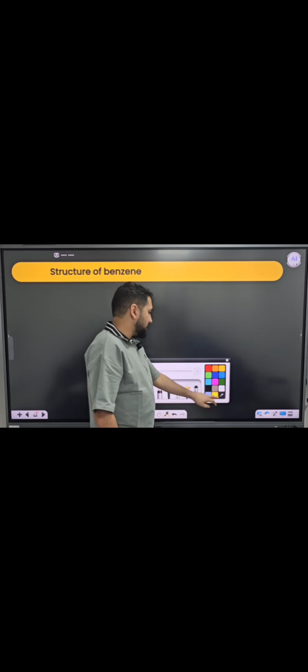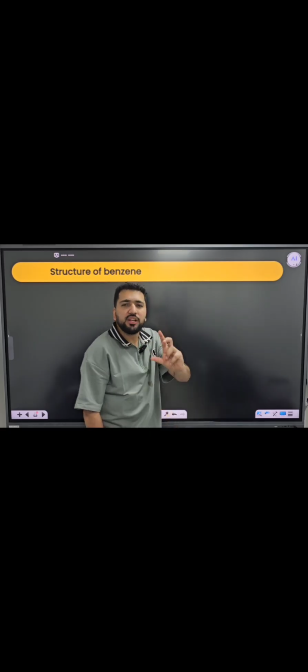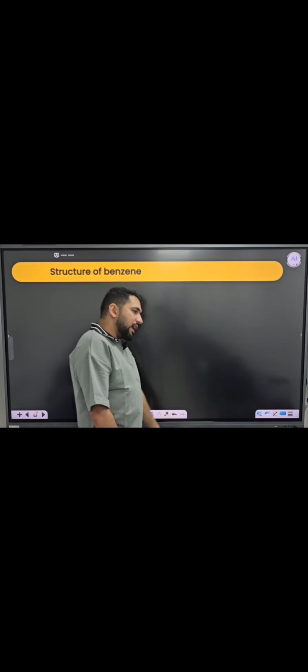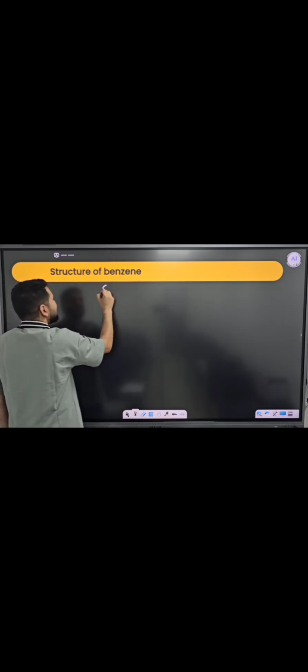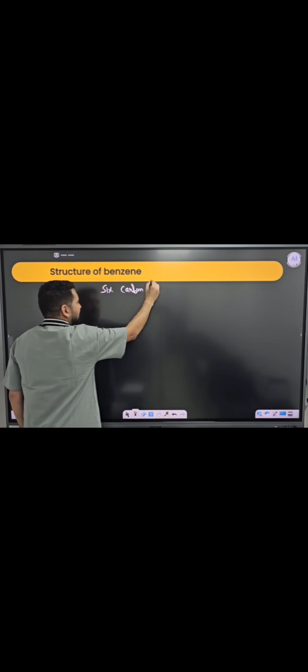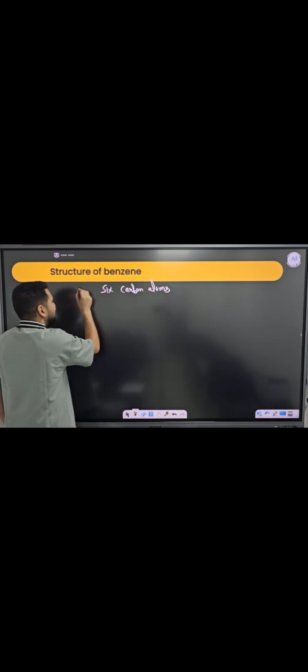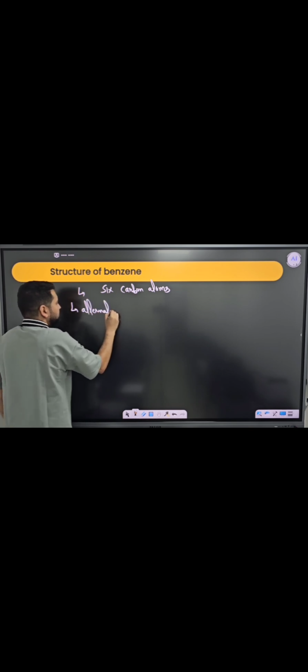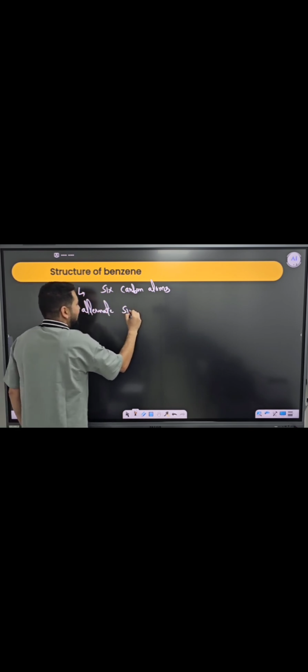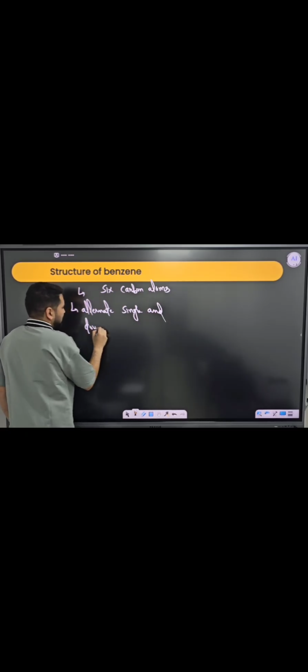Let us discuss the structure of benzene, which is an aromatic compound, right? Benzene is actually an aromatic compound. Clear? And how will I be drawing the structure of benzene? Let me tell you, benzene contains 6 carbon atoms. Point number 1: it contains 6 carbon atoms. And one more point about benzene is it contains alternate single and double bond.